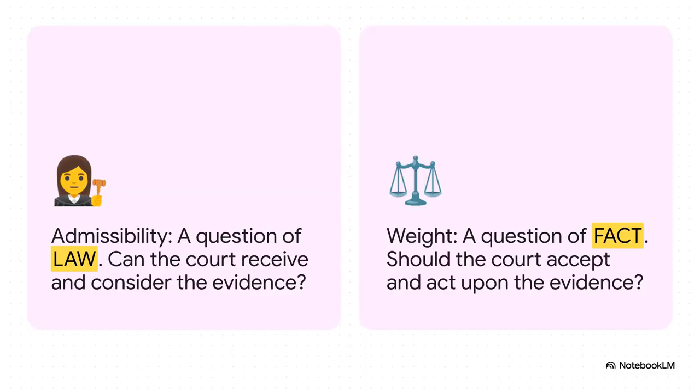So this is absolutely crucial. Once something is relevant, it hits the next hurdle: admissibility. That's a question of law, and it's for the judge to decide. Think of the judge as the gatekeeper. But, and this is a big but, even if the judge lets that evidence in the door, it doesn't mean you've won. The weight of that evidence, how believable it is, how persuasive it is, that's a question of fact for the jury, or for the judge if they're sitting alone. Getting it in the door is one thing. Actually convincing the room is a whole other battle.